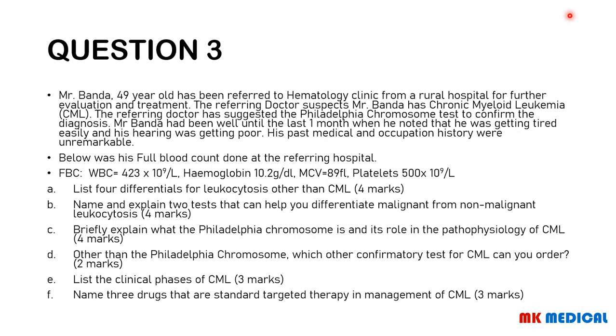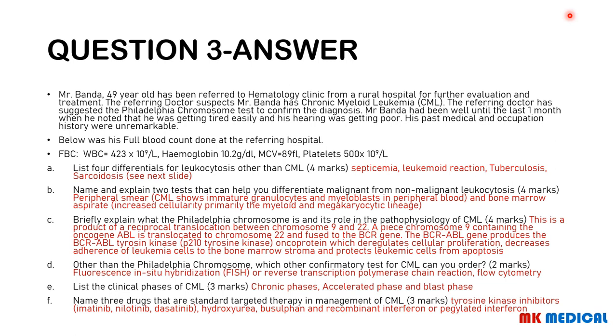So you may pause the video right now, but here comes the answer. So 4 differentials. 4 things that can cause a rise in the white blood cell count. It could be due to septicemia, which is an infection. It could be a leukemoid reaction due to certain things. Even certain drugs can cause a leukemoid reaction. It could be due to tuberculosis. It could be due to sarcoidosis.